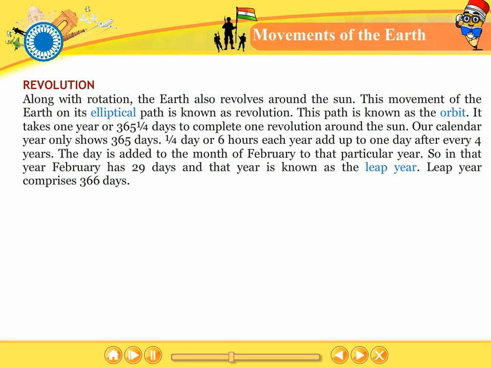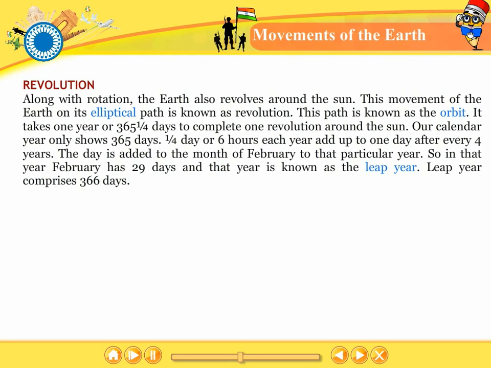Revolution. Along with rotation, the Earth also revolves around the Sun. This movement of the Earth on its elliptical path is known as revolution. This path is known as the orbit. It takes 1 year or 365 1/4 days to complete one revolution around the Sun.